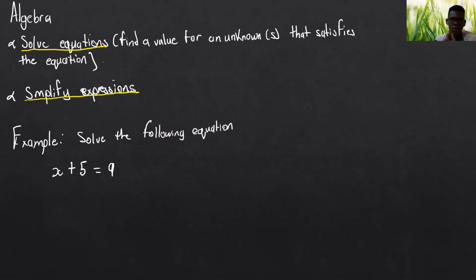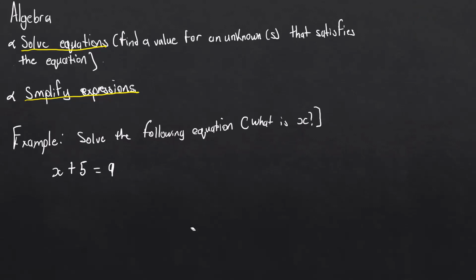Right away, all of you should know the answer to this. What I'm asking when I say to solve the following equation is, what is x? What value is the unknown, and the unknown is the variable, right? Just keep that in mind. The unknown in an equation is called the variable. So looking at this equation, x plus 5 is equal to 9, what is x? 4. X is 4.